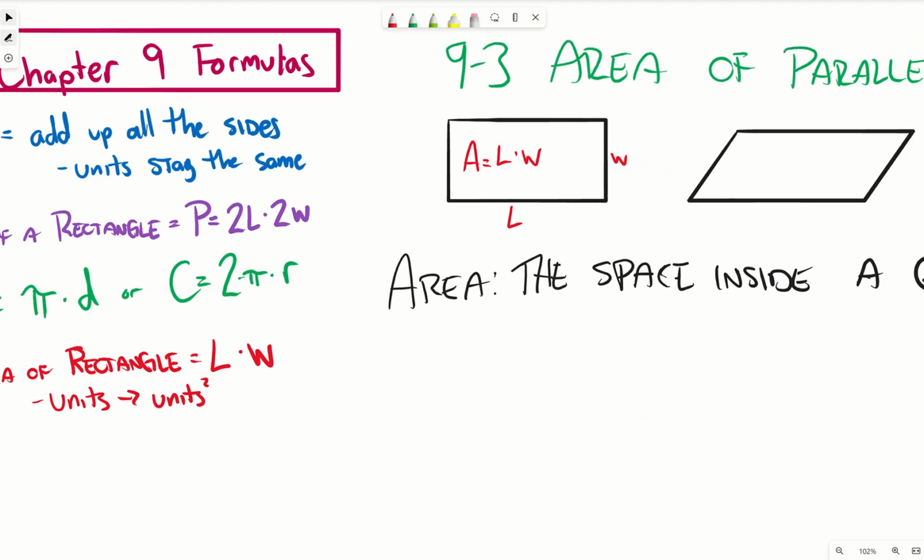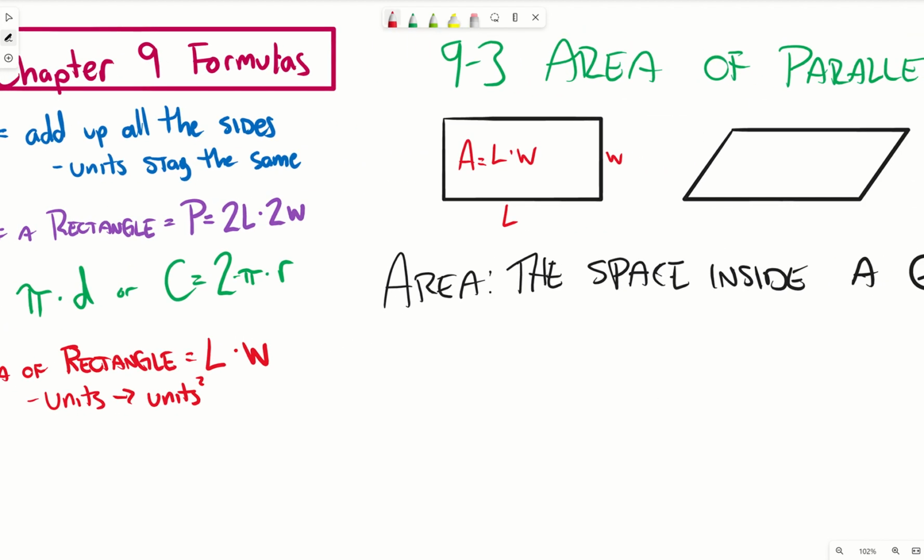So area is length times width. We take one side, multiply it by the other side. And that gives us our area. That tells us how much fills up that space.